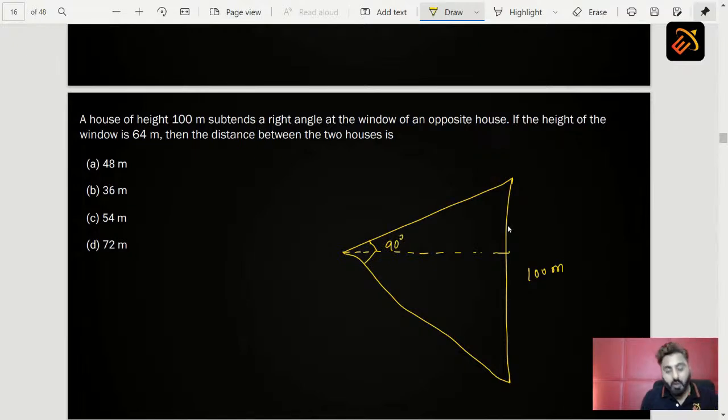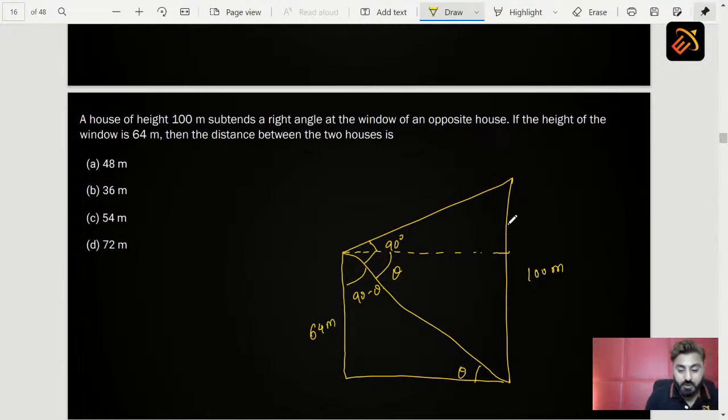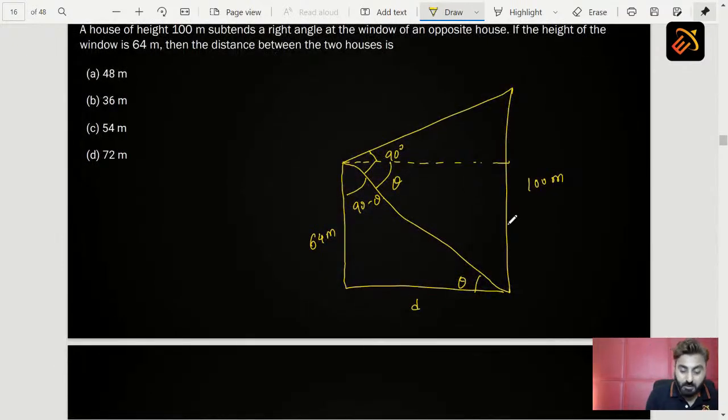Correct? Now let's say this is some angle theta. Now when we draw the point, this becomes 90 minus theta, and this is theta, vertically opposite. This is 64 meter because the height of the window given is 64 meter. Let's say this is the distance D.